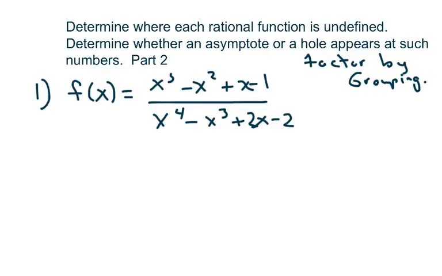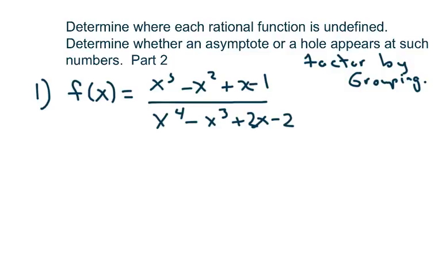We're going to determine where each rational function is undefined and determine whether an asymptote or a hole appears at such numbers. We're not going to graph these like we did in part 1. This is just really extra practice with grouping, and you might find some weird numbers going on. So basically, when you're factoring by grouping, you should know how to do that. I have a video if you need to see that.